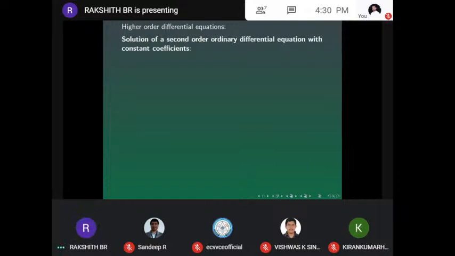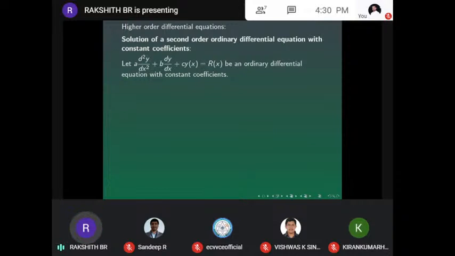So consider a second order differential equation with constant coefficients. How does it look? It looks like a d²y/dx² plus b dy/dx plus c y(x) equal to r(x). This is the general form of a second order differential equation with constant coefficients. Now I am interested in finding out what its general solution is.